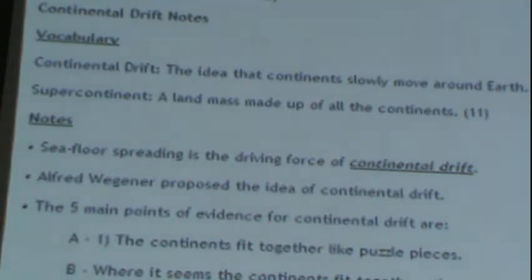Well, it's not quite 4.6 billion because the continents didn't exist when the Earth was first formed. Continents didn't start showing up until about 2.5 billion years ago.